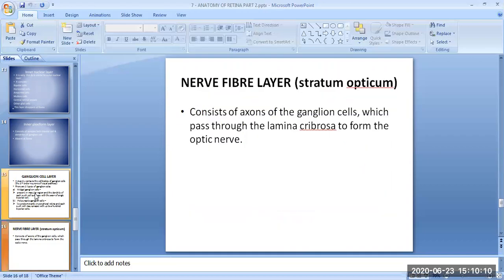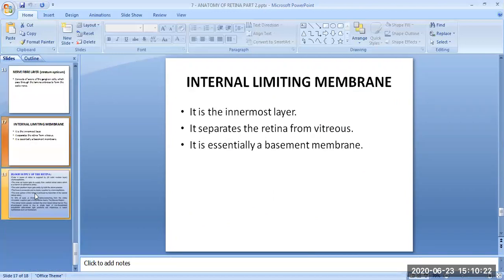The ninth layer is the nerve fiber layer, the stratum opticum, which consists of the axons of the ganglion cells, which pass through the lamina cribrosa to form the optic nerve. The next layer is the 10th layer, which is the internal limiting membrane. It is the innermost layer and it separates the retina from the vitreous. It is formed by the union of terminal expansions of the Mueller's fibers and is essentially a basement membrane.